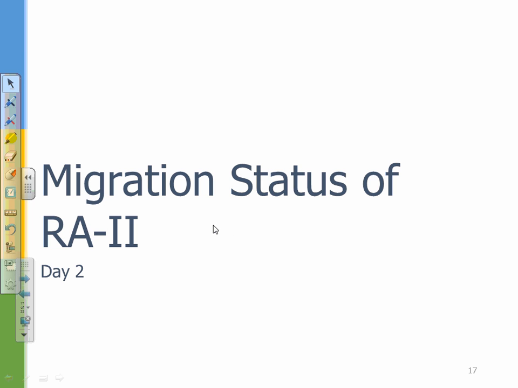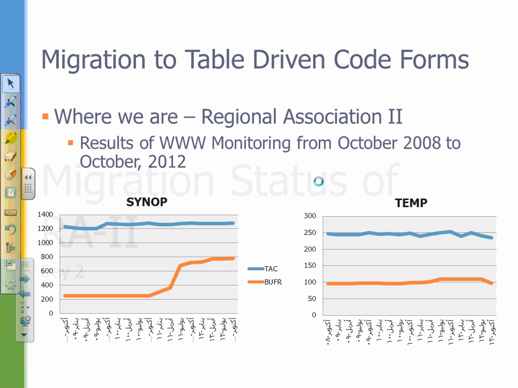So the second part will focus on the migration status of RA2. This is a result from the World Weather Watch monitoring from October 2008 to October 2012. And in Regional Association 2, migration of SYNOP is actually doing quite well. So we have almost 60% of SYNOP in BUFR. On the other hand, migration of TEMP report is not doing as well as SYNOP, and it's like 45% over the latest 4 years.